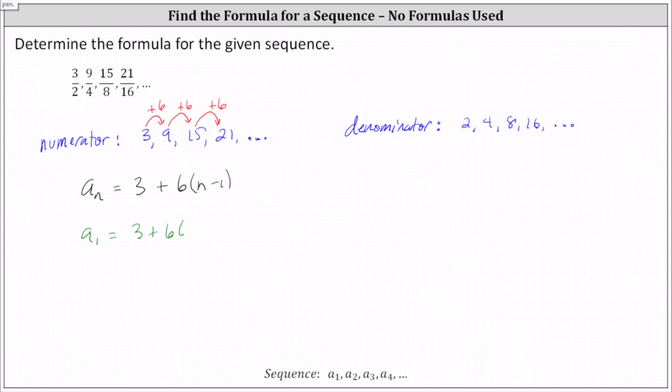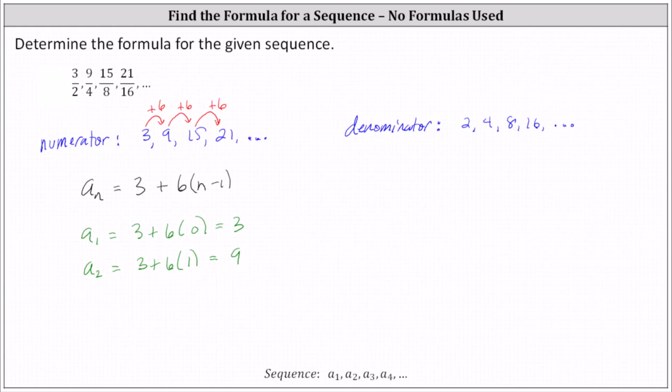Notice for a sub 1, now we have 3 plus 6 times 0, which does give us the first term of 3. And a sub 2 is equal to 3 plus 6 times the quantity 2 minus 1, or 1, which equals 9, which is correct. To get the second term, we start with 3 and add 1 6.